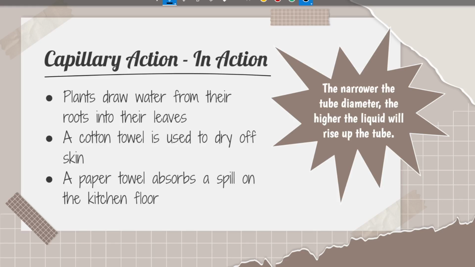And so the narrower the diameter, the stronger the phenomenon. The liquid goes up there because it is essentially getting pulled up through the system. And so again, here are some examples of it in action. Plants draw water from the roots to their leaves, paper towels absorb a spill on the kitchen floor. Those are all capillary actions. You have a bunch of little capillaries in those leaves and in that paper towel, or even in a cotton towel, that absorb that water or whatever it is that you spilled on your table.